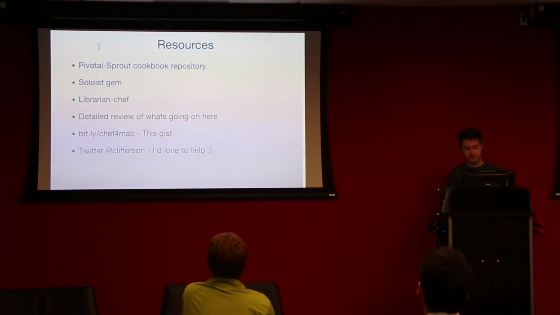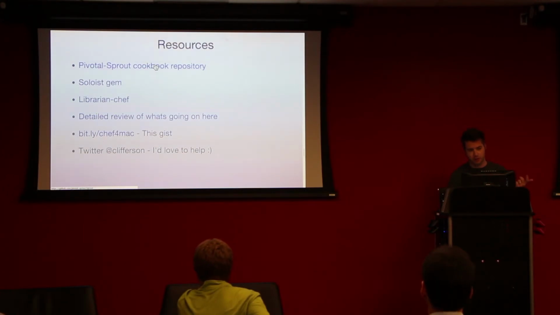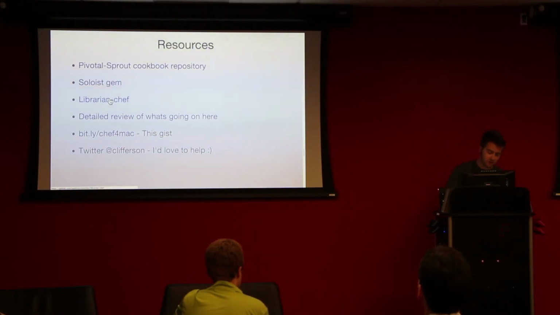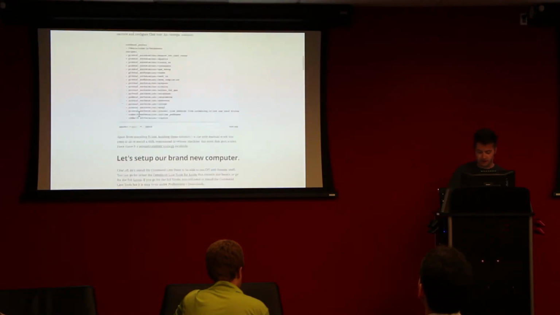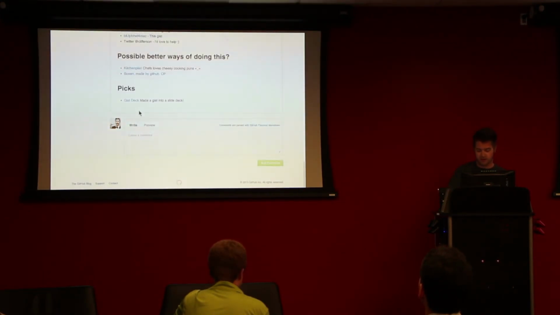So for resources: Pivotal and Sprout are the guys that came up with a lot of these recipes that allow you to just add the one line for Firefox and everything works. Soloist is again that gem that wraps everything up. Librarian Chef is how you get those cookbooks. This is a blog post where the guy explains in really good detail everything that's going on and how you would do it if you wanted to.